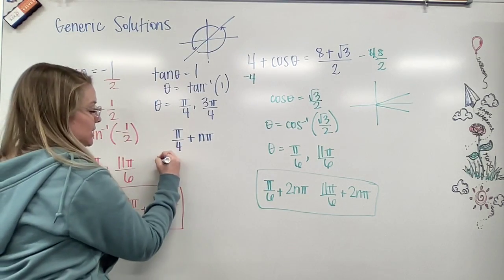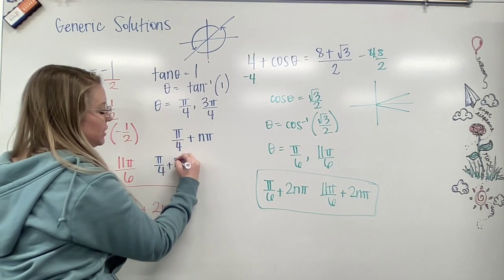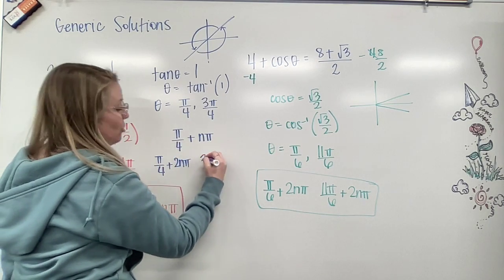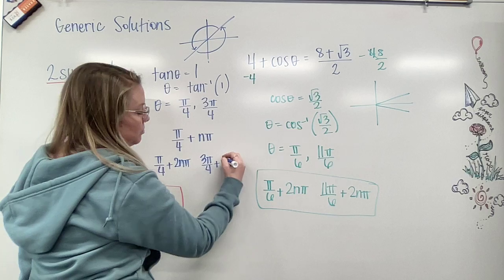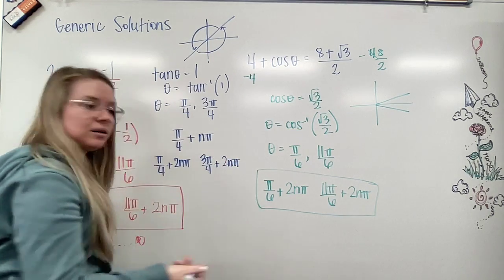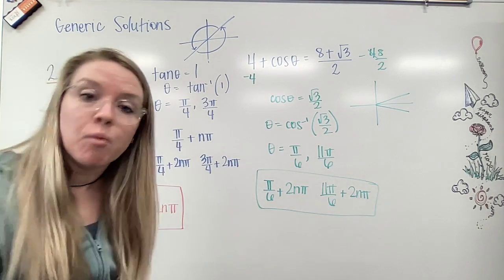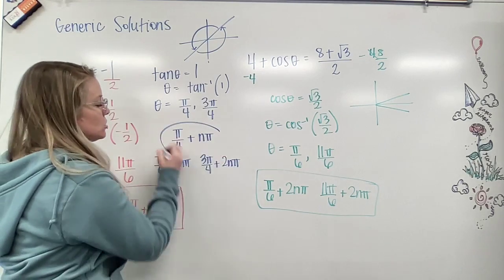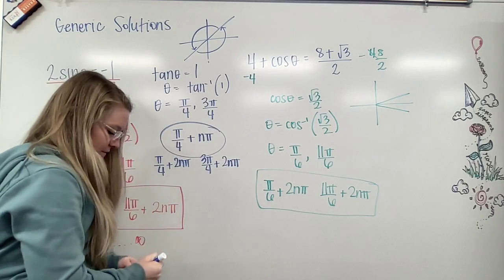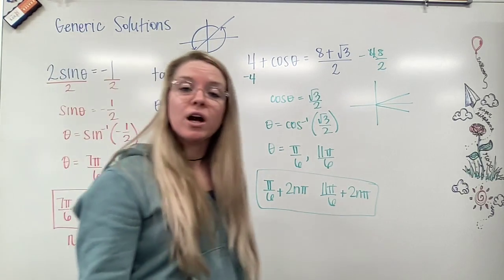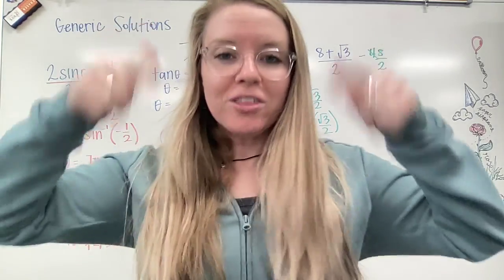If you were to still list this as pi over 4 plus 2n pi and 5 pi over 4 plus 2n pi, you're not wrong. It's just a little bit longer, a little bit more work. Okay? So that looks pretty good to me. Finding our generic solutions to our trig equations. Go forth and solve.